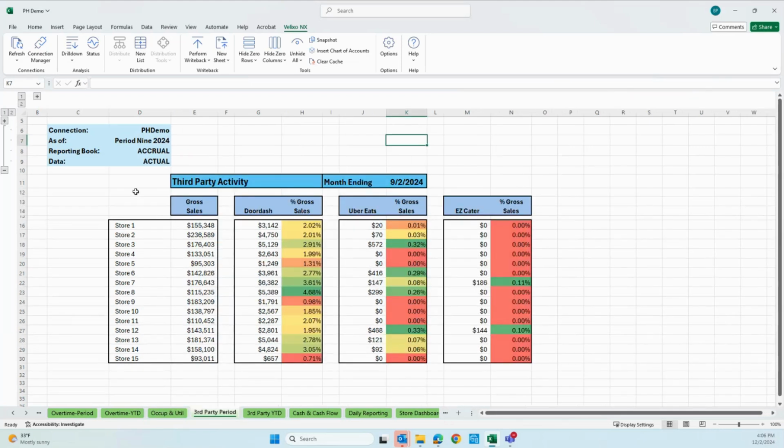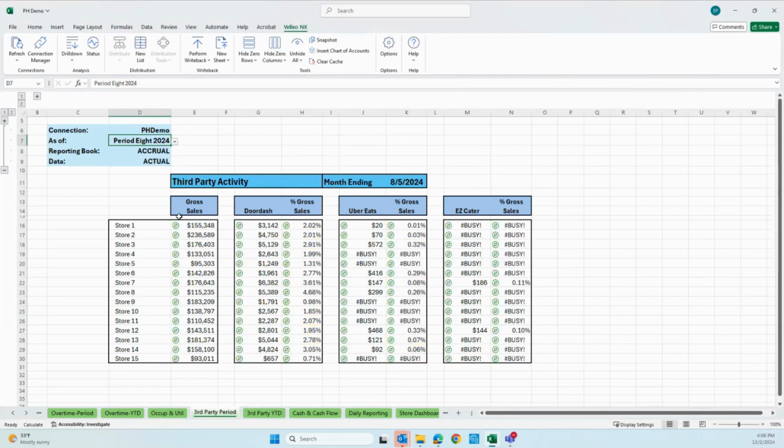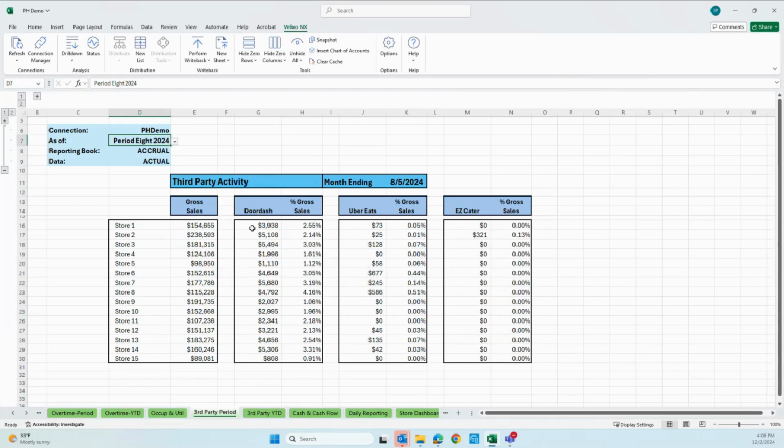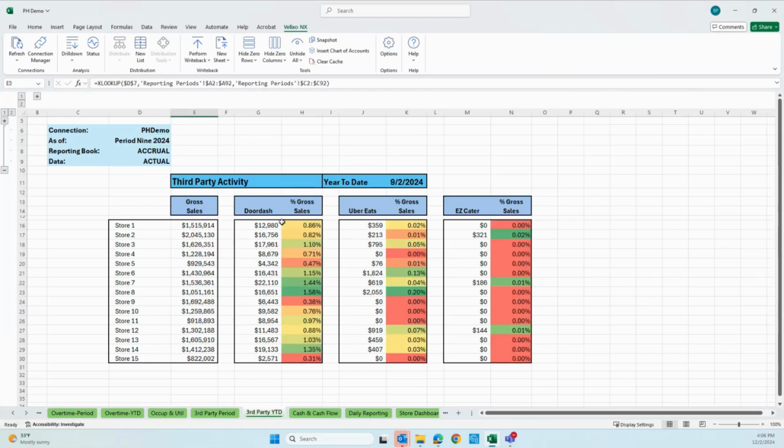So here is an example of pulling data. Again, you can select your different reporting periods and have this update in terms of your total gross sales and what that looks like in terms of your spend by DoorDash, Uber Eats, and in this case, this particular environment also is using Easy Caterer. And then a third-party year-to-date look at things versus just the existing period.